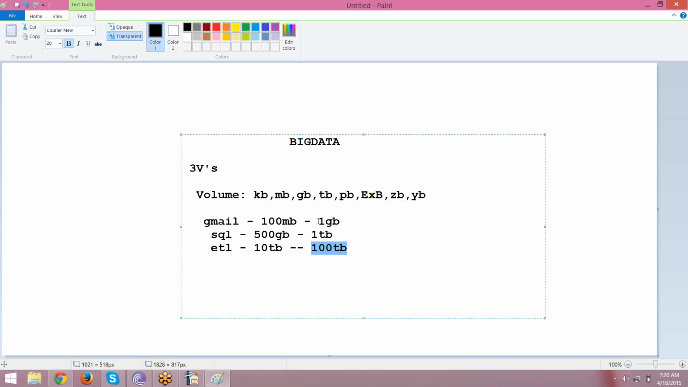So if you want to send more than 1 GB through Gmail, there are n number of options available in the market. You can use Google Drive or Box, something like that, so we need not worry about these things. And if SQL cannot handle it, you can go for other systems and use the help of ETL systems. But when you cross 10 terabytes or 100 terabytes, is there any other tool available in the market?